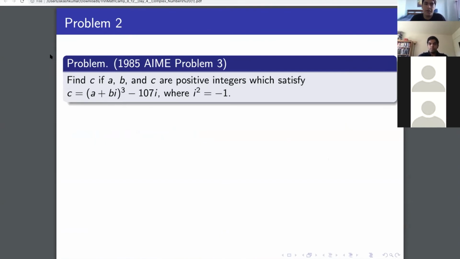So another problem, again very similar idea, just a little bit more difficult. You have a, b, and c are positive integers such that c equals (a plus bi) cubed minus 107i, and then we just give the definition of i. And the goal is to find c. And keep in mind that a, b, and c are positive integers. That's very important.